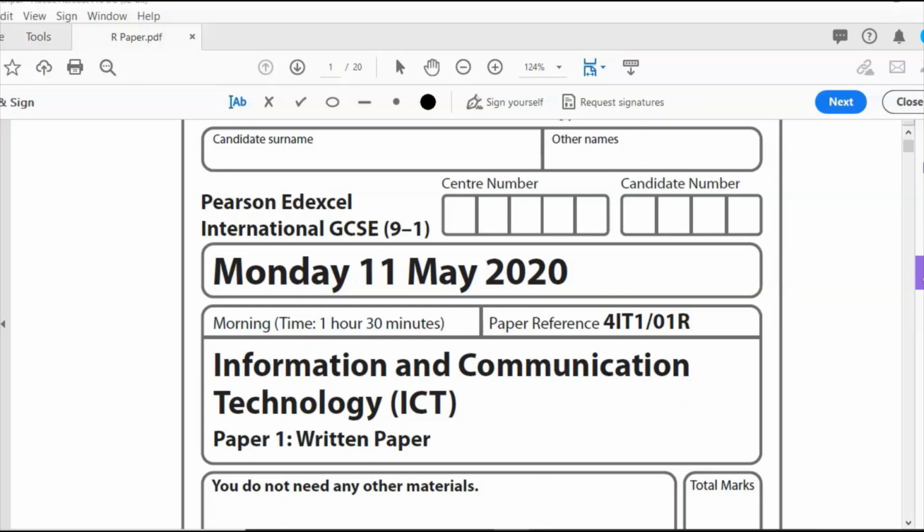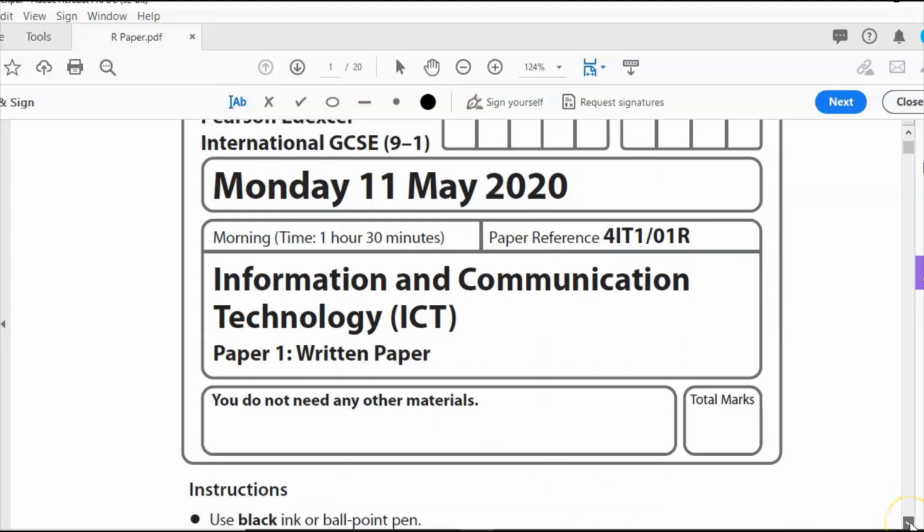This is a past paper question. This is paper 1, written paper, and this is the regional paper. This is the paper that comes out to people in different time zones so that they can all take the exam at the same time. Total marks out of 100.